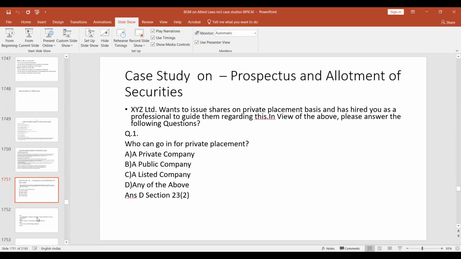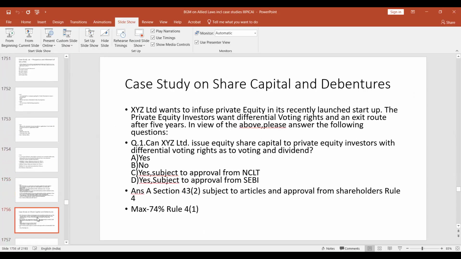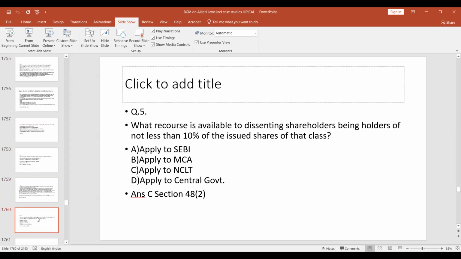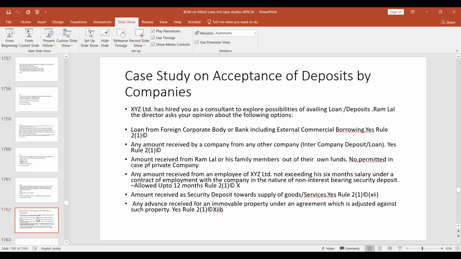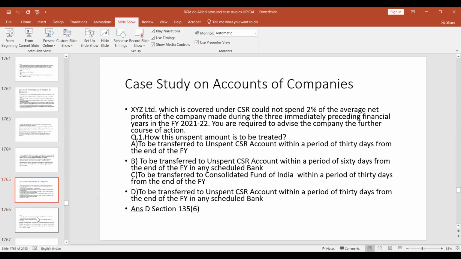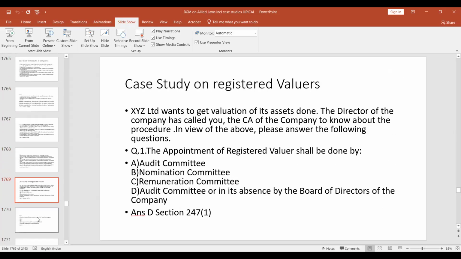ये केस स्टडी बना रखी है ऑन प्रोस्पेक्टस एंड अलॉटमेंट, है ना. केस स्टडी ऑन शेयर कैपिटल एंड डिबेंचर्स. मैंने हर एक टॉपिक पे एक कोशिश किया है कि थ्रू केस स्टडी आई शुड एक्सप्लेन. केस स्टडी ऑन एक्सेप्टेंस ऑफ डिपॉजिट्स, केस स्टडी ऑन अकाउंट्स, ये सारे क्वेश्चन भी हैं और आंसर भी दे रखे हैं.